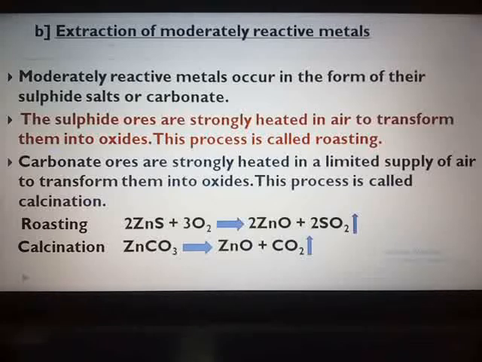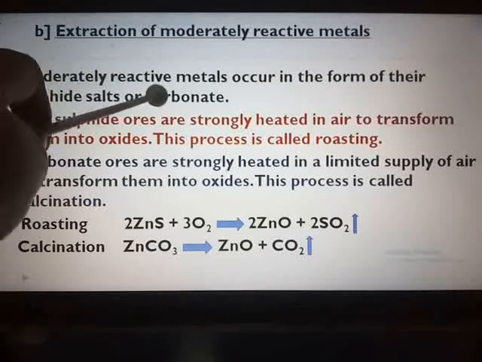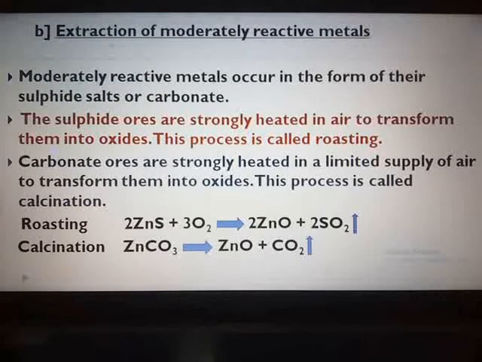Now, if you want to obtain the metals, in this case, it is much easier to obtain the metals from their oxides rather than sulfides or carbonates. How do these moderately reactive elements occur? They occur in the form of sulfide salts or carbonates, but if you want to extract the metals, then it becomes easier to extract them from their oxides, and so the sulfide ores or the carbonate ores have to be converted into oxides. How to convert them, we will see one by one.